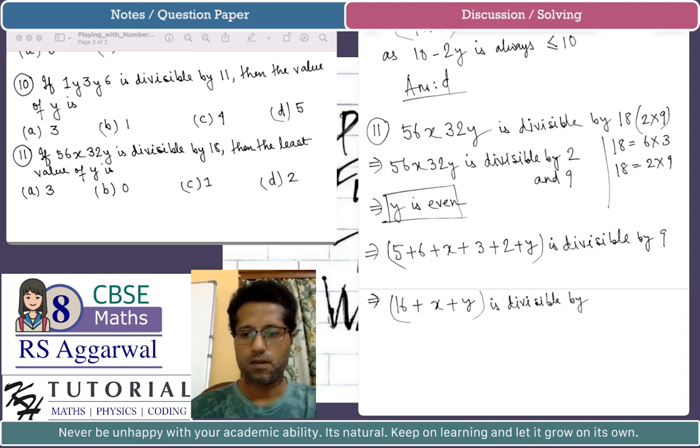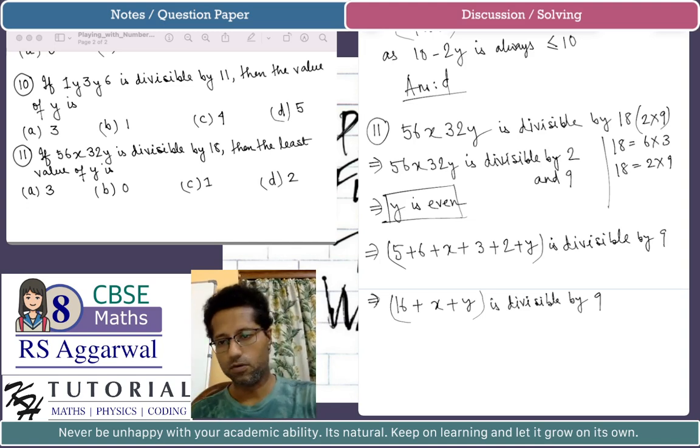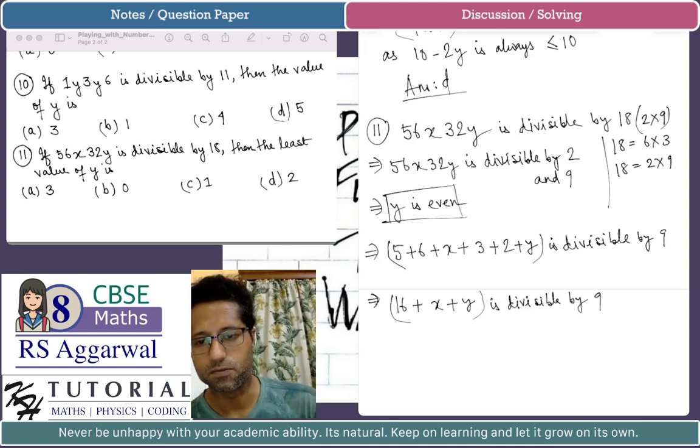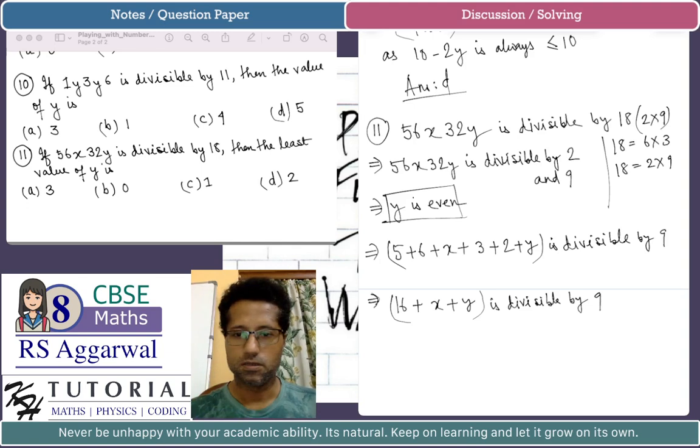Now we have to find the least value of y so that 16 plus x plus y is divisible by 9, and we also know that y is an even digit. Since y is even, the possible values of y can be 0, 2, 4, 6 and 8.